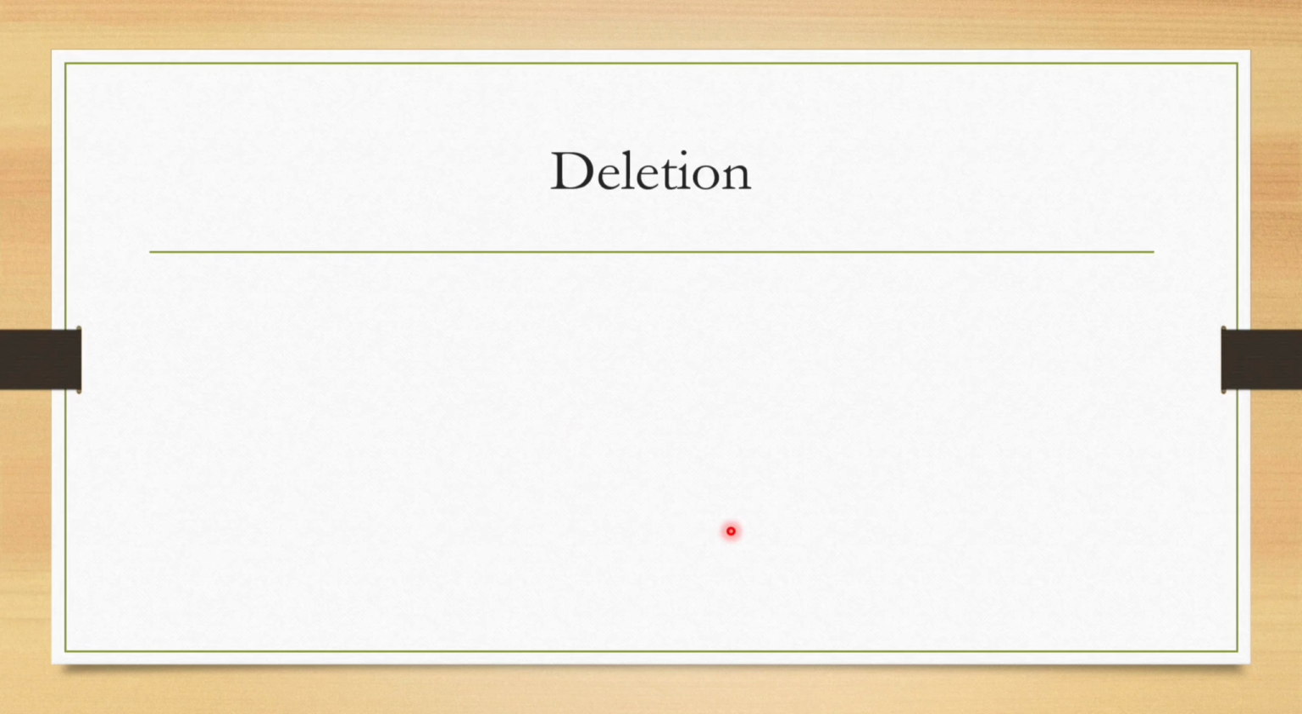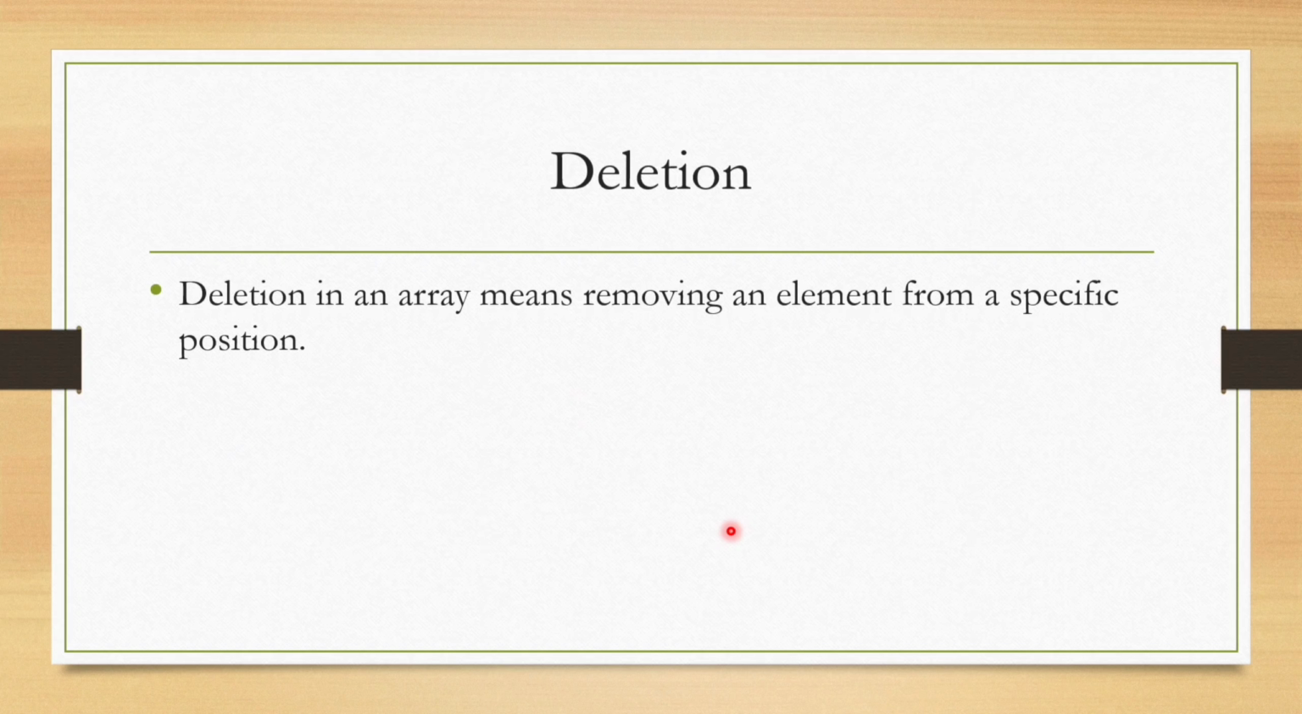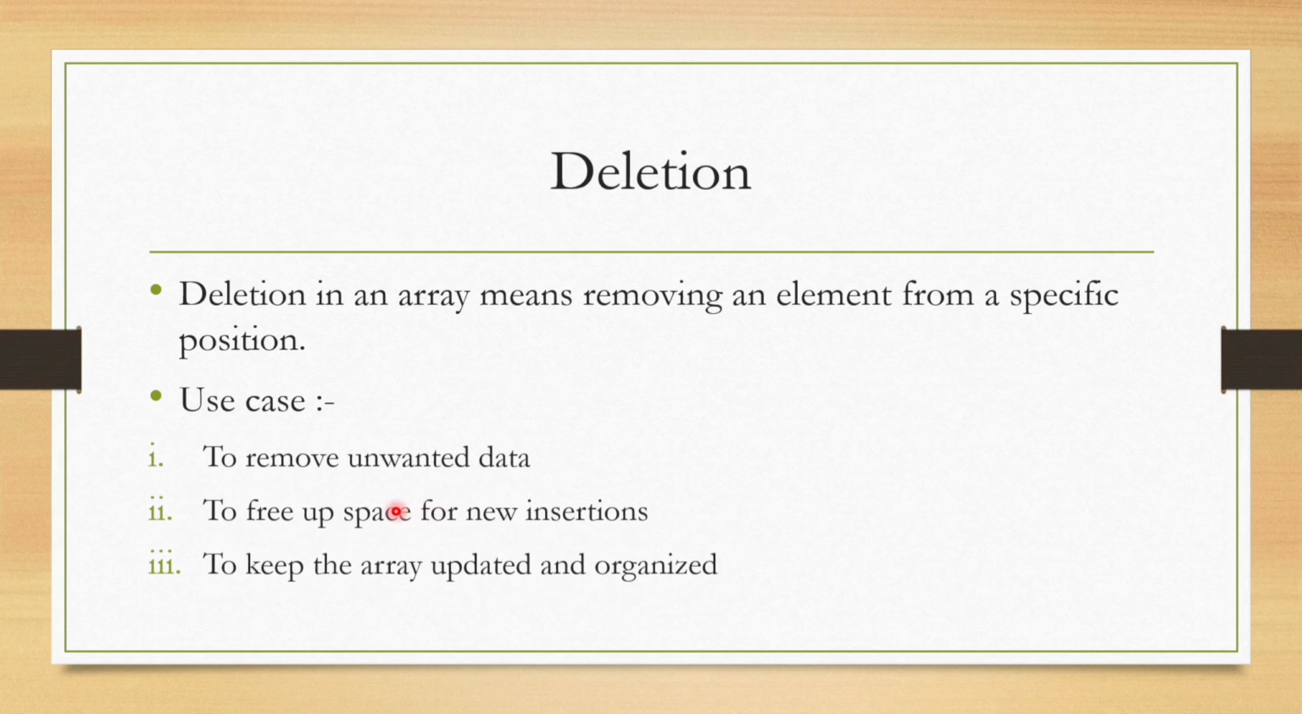Next we have deletion. Deletion in an array means removing an element from a specific position. In this deletion, we cannot actually remove the element. Instead, we shift the remaining elements to the left side. Deletion is often used in the following cases: to remove unwanted data, to free up space for new insertion, and to keep the array updated and organized.